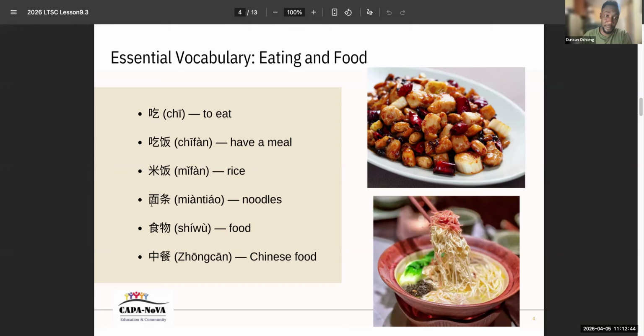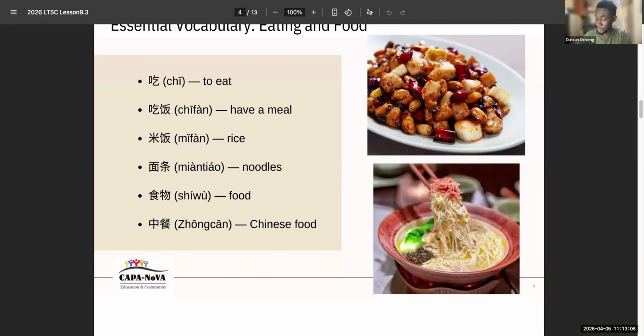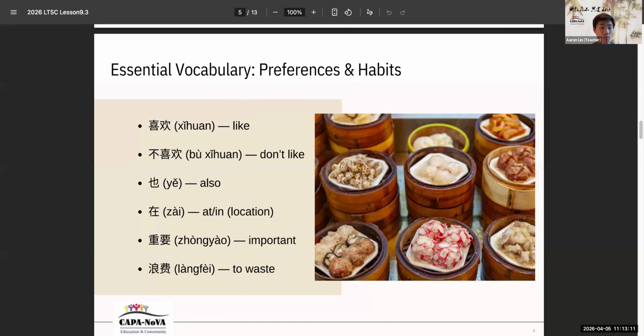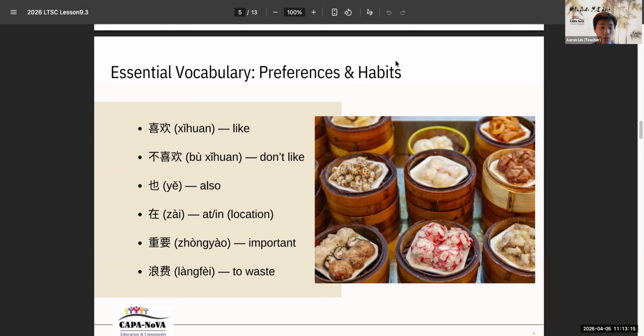Then 食物. 食物 means food. And last we have 中餐. This means Chinese food or Chinese cuisine. 中餐. Some more vocabulary or essential words for the lesson today are about preferences or habits.